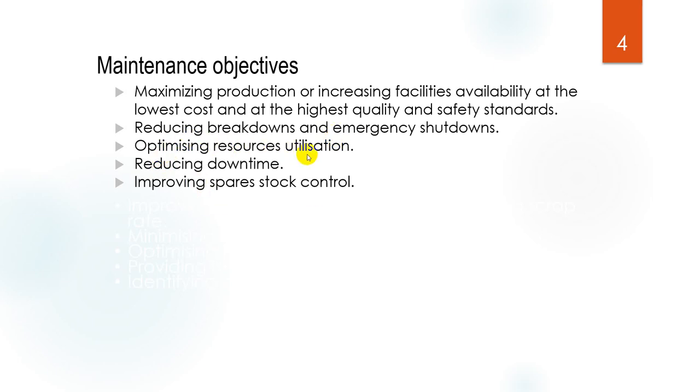Optimizing resource utilization. What is the meaning of optimizing resource utilization? What are the resources we already have from the maintenance point of view? First of all, we have manpower. It's a resource. And this manpower, of course, its qualification is different from one person to another and from team to team.